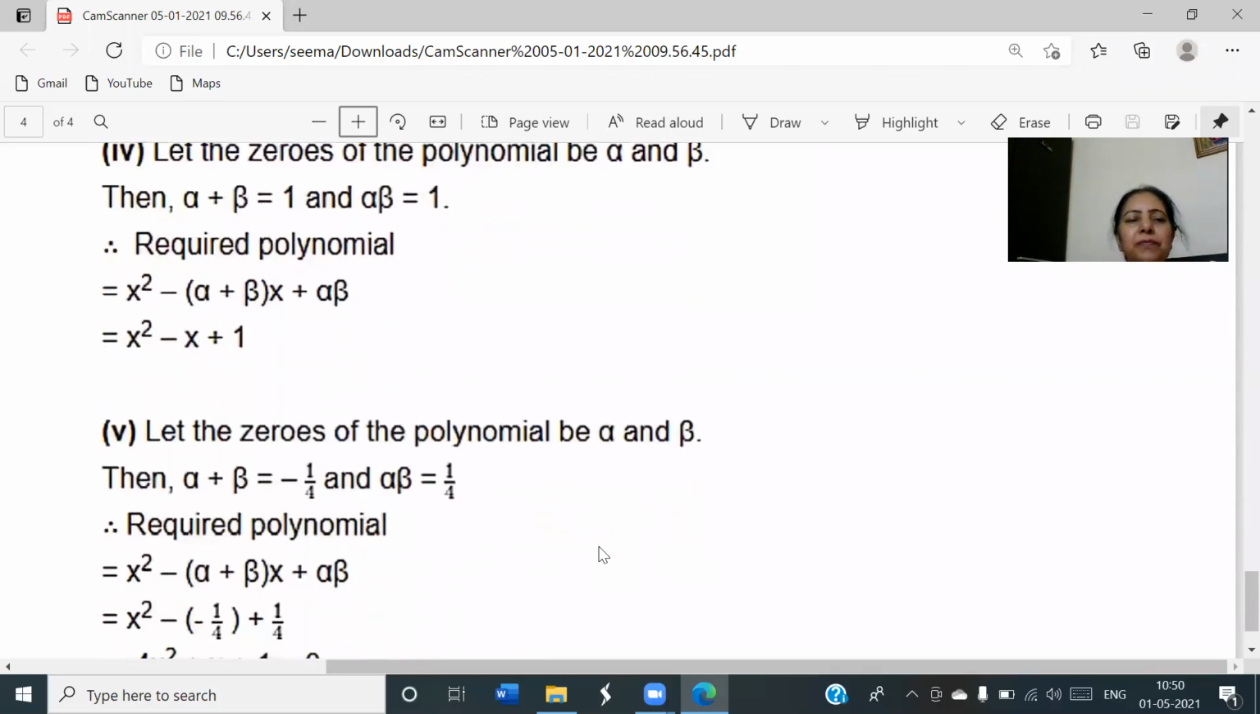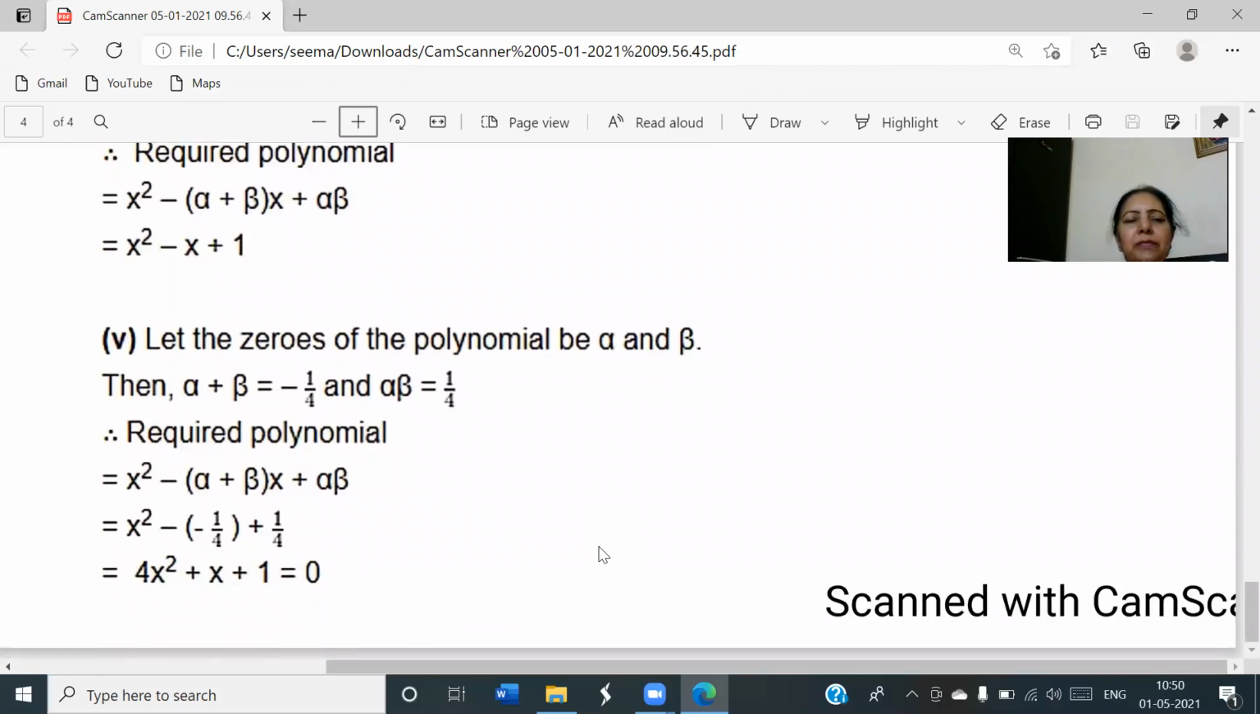I think it is clear to everyone. You can see here the same process we followed here.